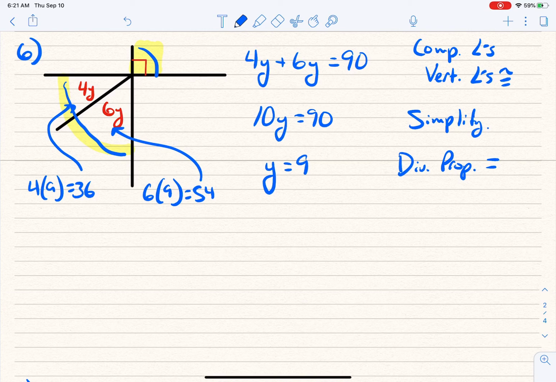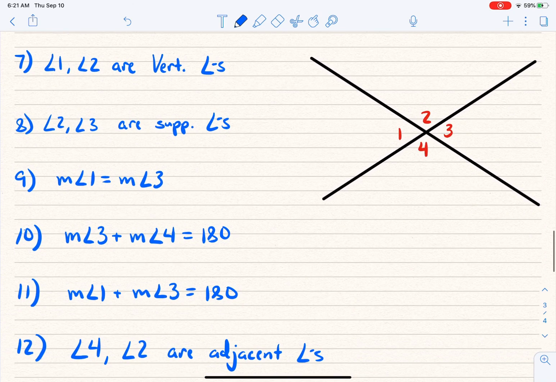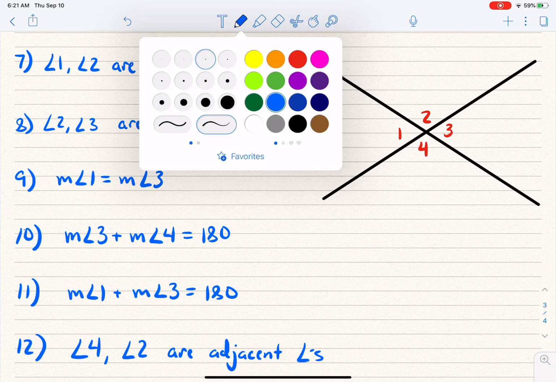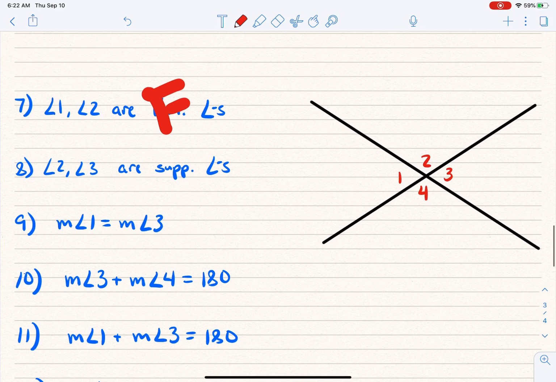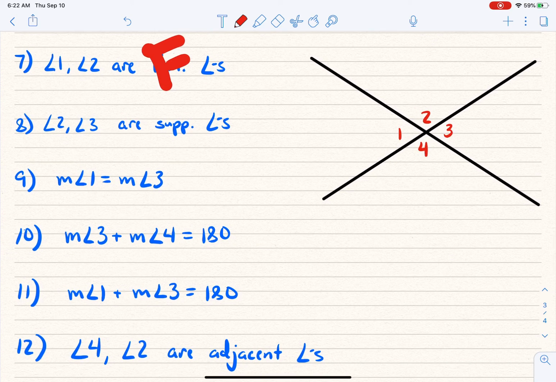And now we got this last 6 to talk about these true and false. Hopefully you looked at these and every single one of them, you just were like, oh, I'm positive on that one. I know this. That's where I'm hoping you landed. Okay. Angles 1 and 2 are vertical angles. Is that true? False. You know that. Vertical angles are always opposite of each other. So that would be like 1 and 3 or 2 and 4. But 1 and 2 are not vertical angles.